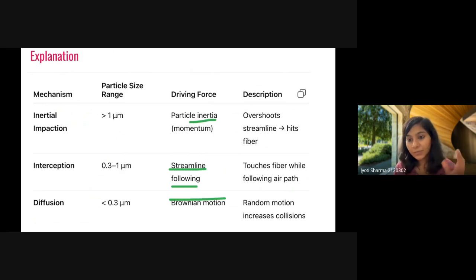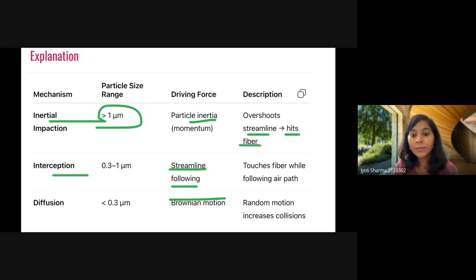And the description is, I think, very important right now. Because here the size is very large, there will be some inertia that will resist the streamline flow, and this is how it will hit the filter. If we are talking about interception, it means the particle is following the air path, but it will touch the fiber. And for diffusion, it will not follow the streamline because there is random motion due to its smaller size. So based on these three mechanisms, the fabric filter is very efficient in collecting particulate matter.